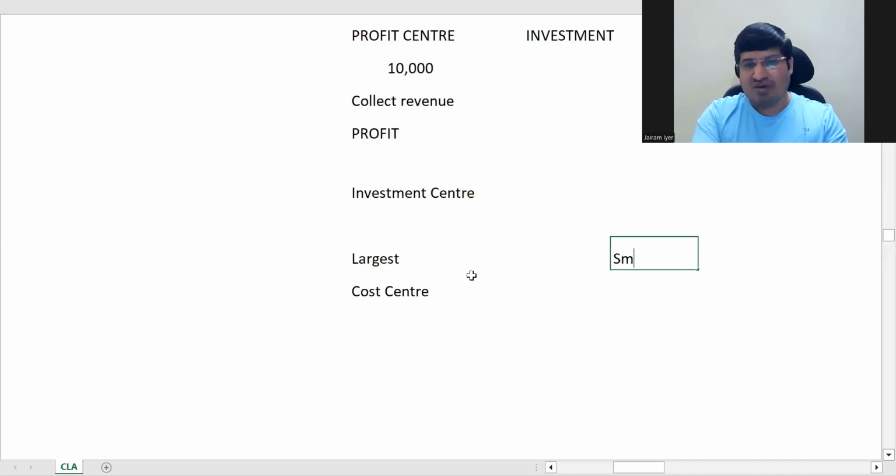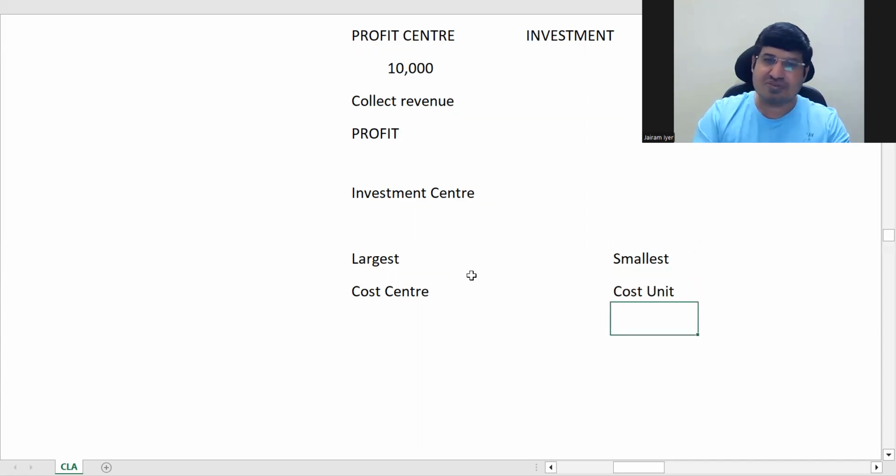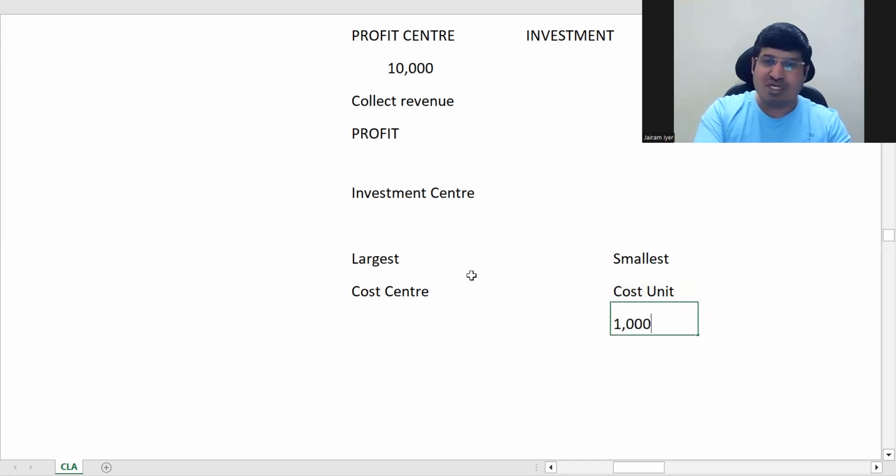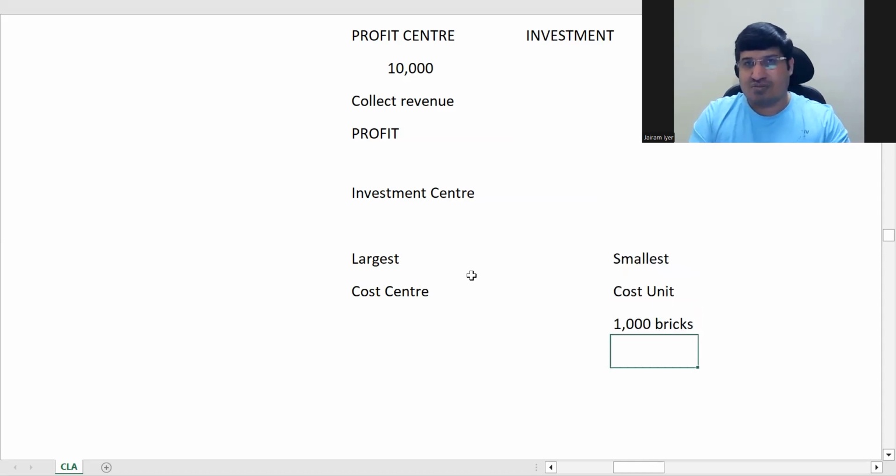So when you collect cost, the largest part for which you will be collecting cost is called cost center. The smallest part for which you will attempt to collect cost will be called what? It will be called cost unit. This is what I gave you as the example of 1,000 bricks. The price of bricks is quoted in thousands, so cost collection will be attempted for 1,000 bricks. The company will not attempt collection for 10 bricks. 1,000 bricks is the minimum lot for which they will attempt it.